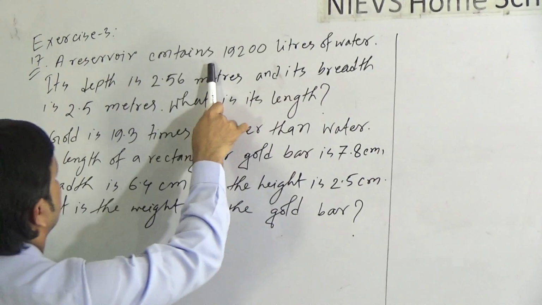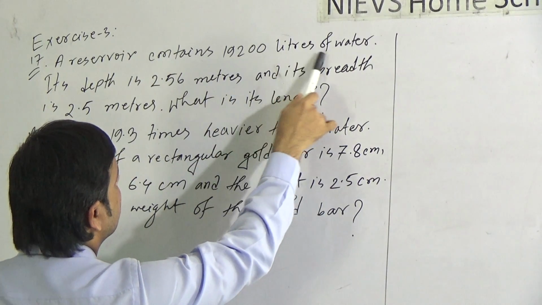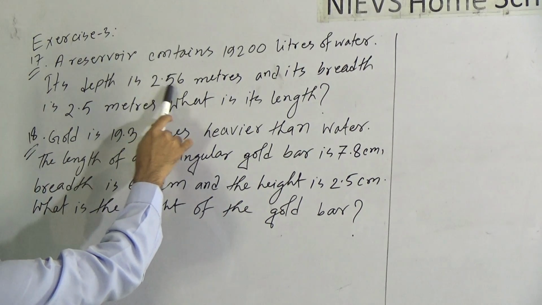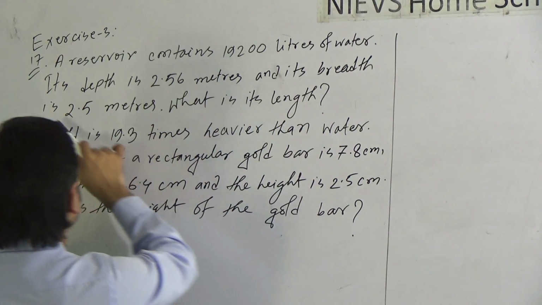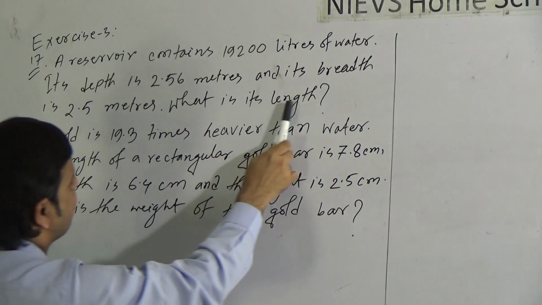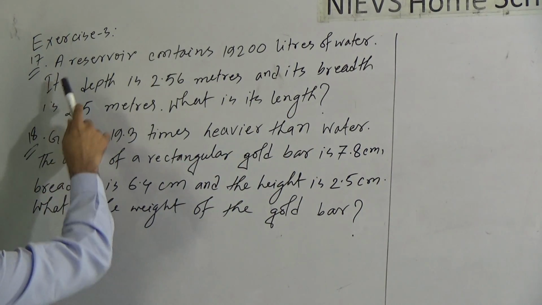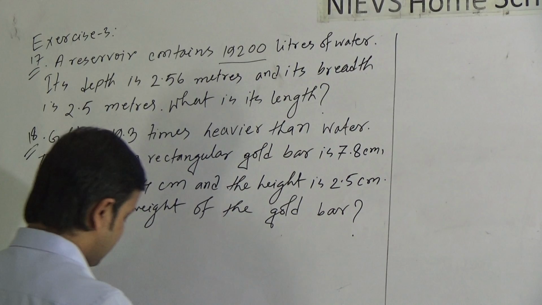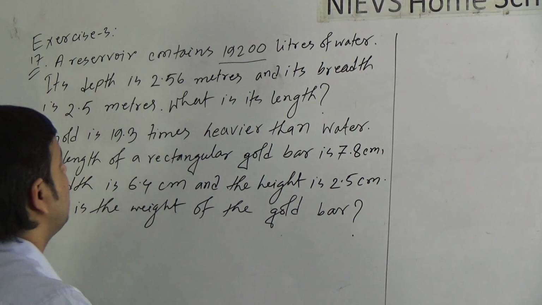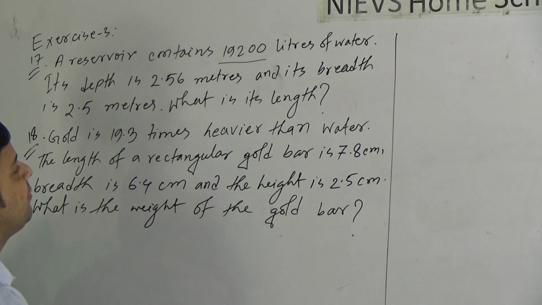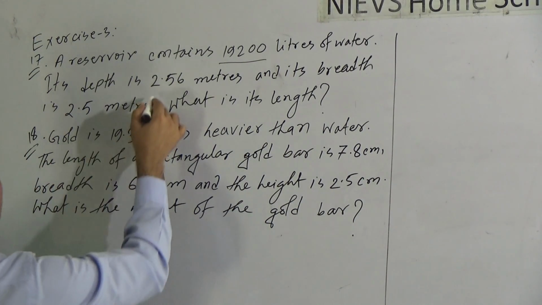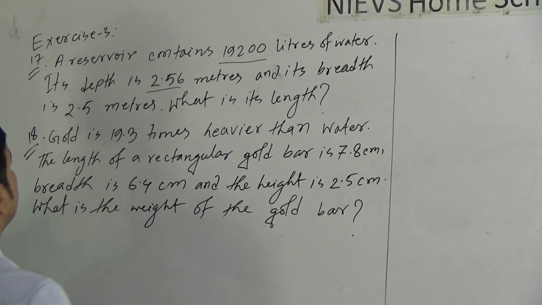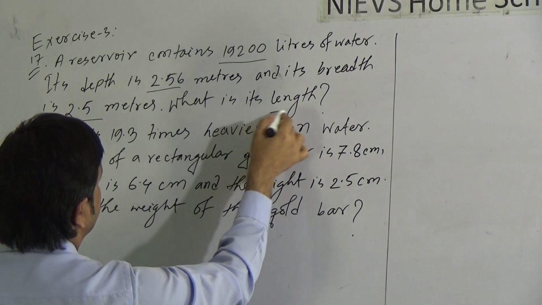Question 17. A reservoir contains 19,200 liters of water. Its depth is 2.56 meters and its breadth is 2.5 meters. What is its length? Dear students, here the reservoir contains 19,200 liters of water. It means the volume of the water contained in the reservoir is given here, and the depth of the reservoir is given, and here breadth is also given. We need to determine the length.